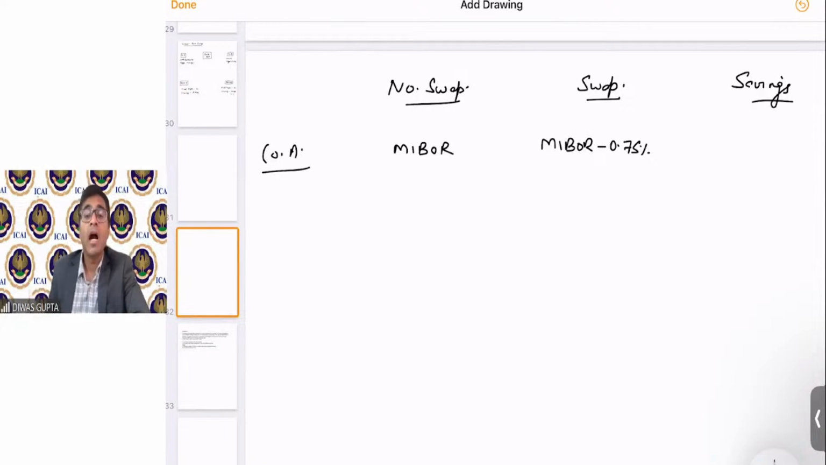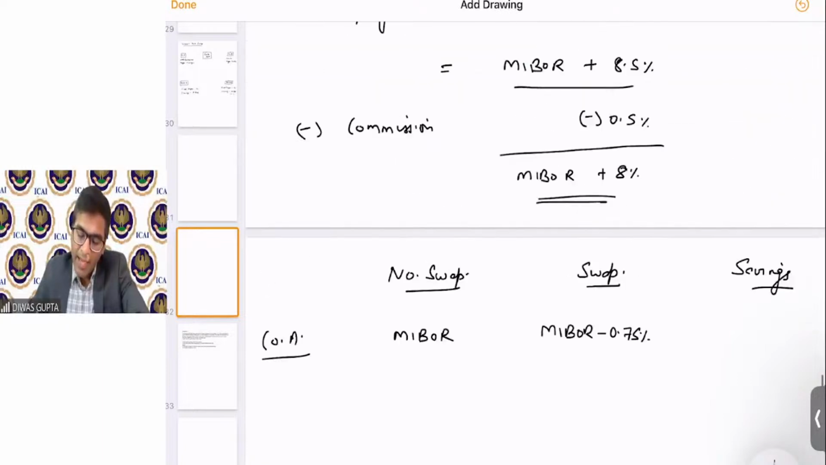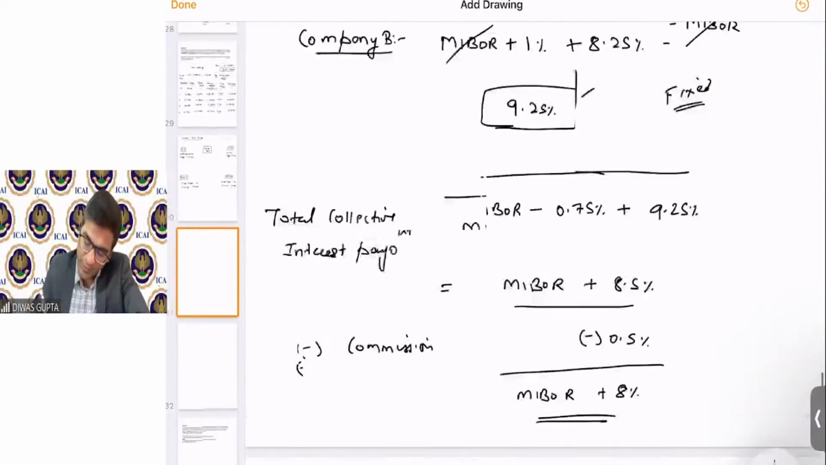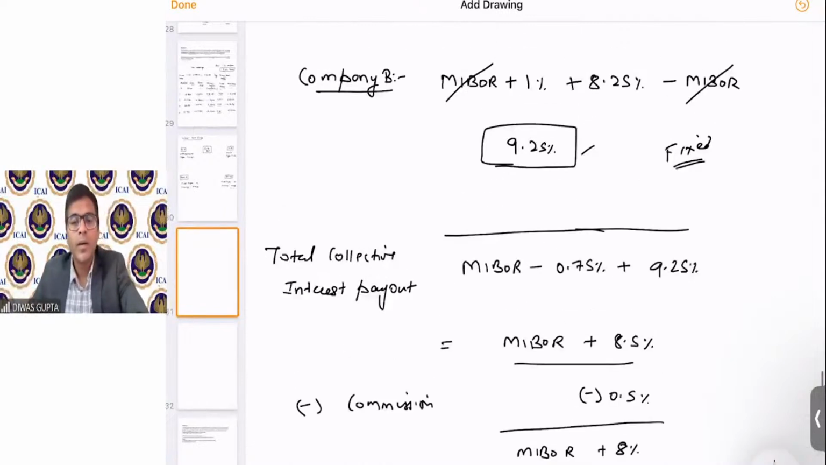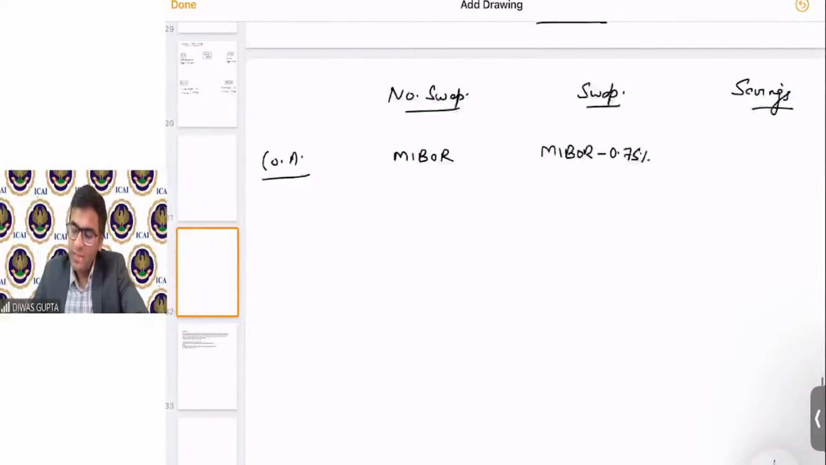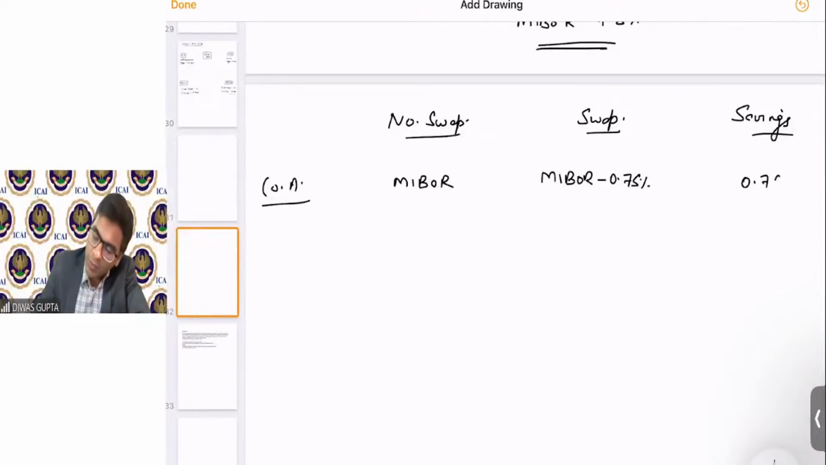So don't you think after they have done the swap, they are getting a benefit of 0.75, students? Because had they not done the swap, they would have ended up paying exactly MIBOR, which is the option given by Bank A to Company A, which is this. Correct? So effectively, there is a saving of 0.75% for Company A.